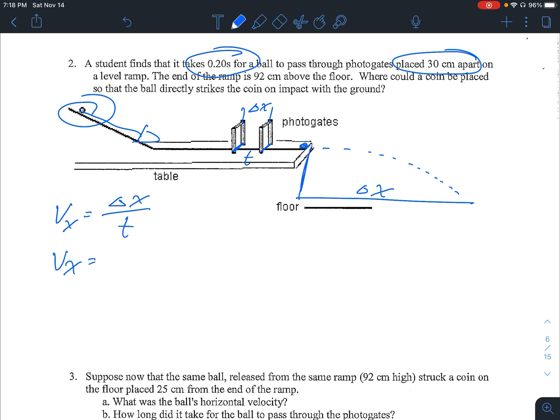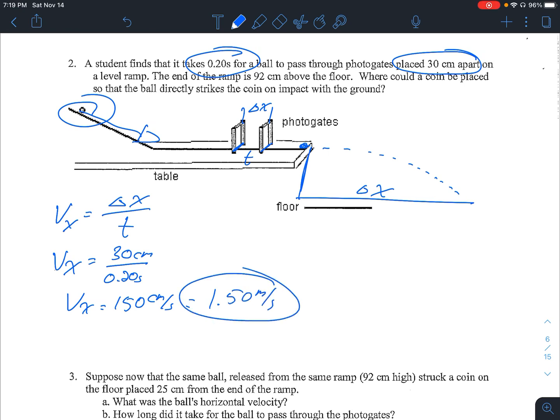So our displacement was 30 centimeters, 0.20 seconds, and we get a horizontal velocity of 150 centimeters per second, or 1.50 meters per second. So now we have our horizontal velocity.